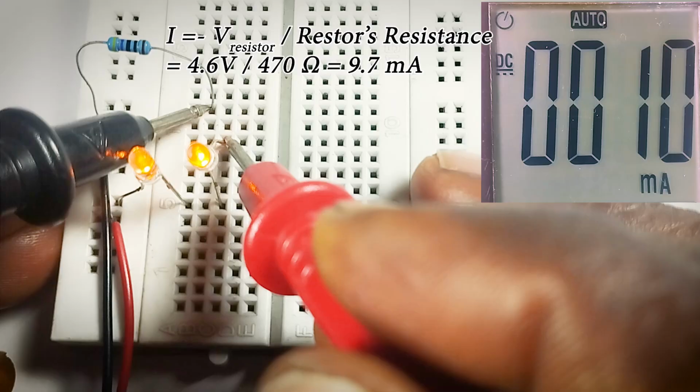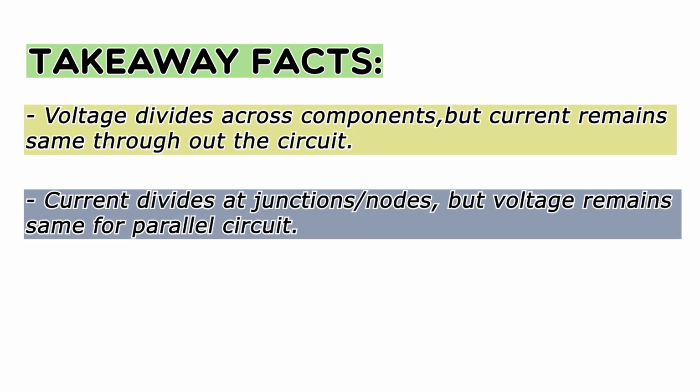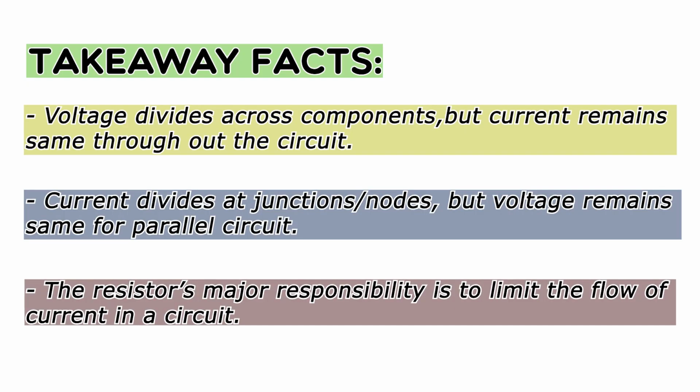So it's important to note that for a series circuit, we have the same current flowing through all components in the circuit, but we have different voltages across the circuit, and these voltages depend on the resistance of the loads or the resistance of the components we have in the circuit.